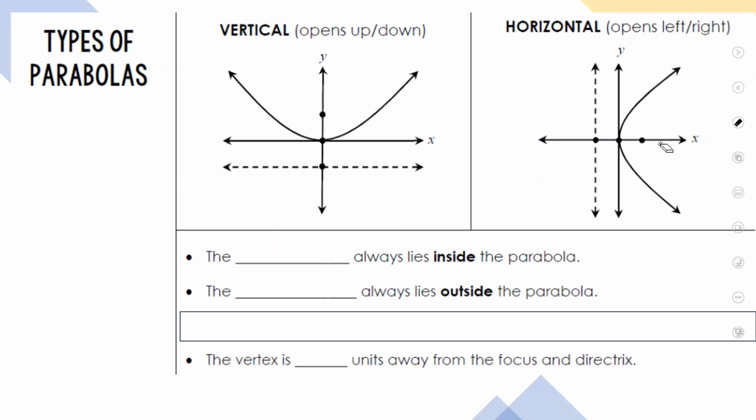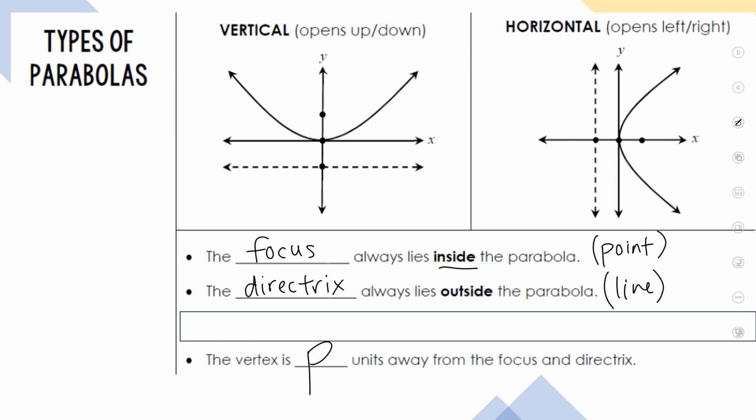So one thing that we have to remember is that the focus is always inside of the parabola and the directrix is always outside of the parabola. The focus is a point. So let's make that note to ourselves. And the directrix is a line. Let's make that note. The vertex is, we're going to call it p units away. And let me talk about what this p value is. It's p units away from the focus and the directrix.